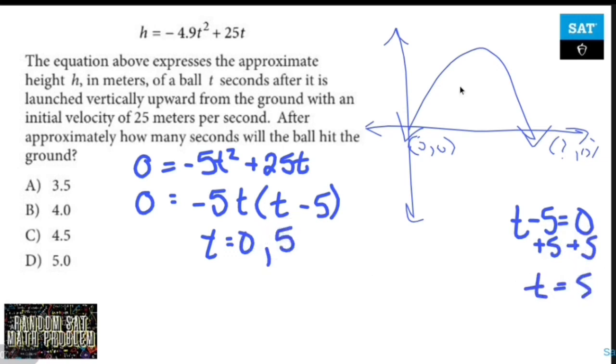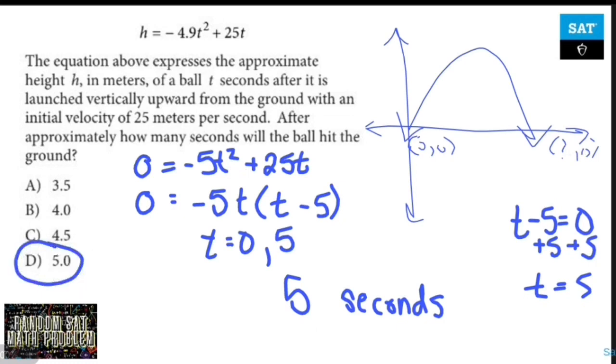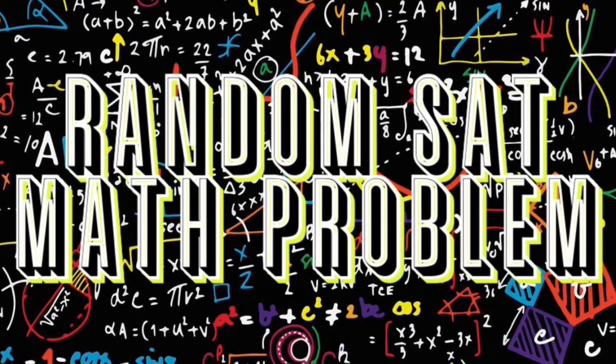So what this is telling me is that time 0 is where it hits the ground, because that's where I'm starting from. And then time 5 is where it lands on the ground. So my other option is going to be 5 seconds. By setting it up this way, I am saying that the 2 moments where the height of my ball is 0 are at 0 seconds and at 5 seconds. My answer is 5.